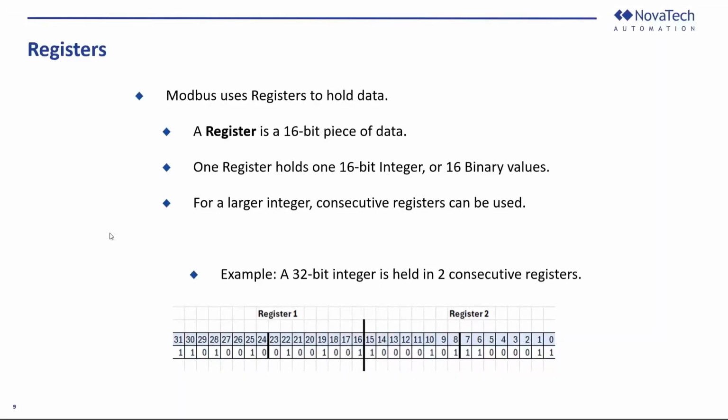And as you look at a device, some manufacturers have decided they'll always use a 16-bit register for all their data. Others may use the 1-bit coil reads and binary input reads, but there's no rule that you have to do one or the other. For larger integers, you can have consecutive registers used. So a 32-bit integer is 2 consecutive registers being read.